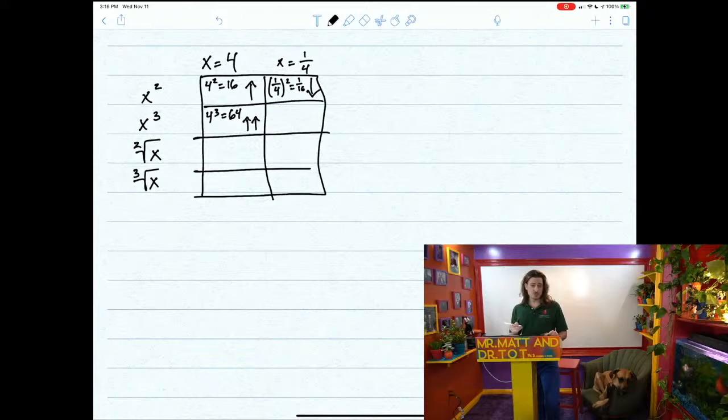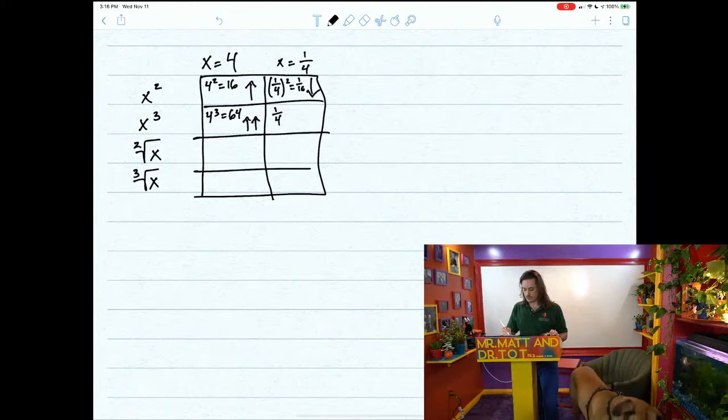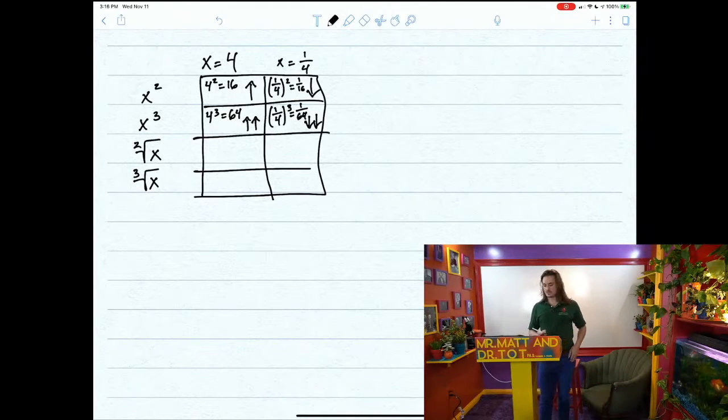The opposite is true if it was 1/4. So if we had 1/4 cubed, that would turn into 1/64, which is a much greater decrease. So I'm going to put 2 down arrows. So you can see that the opposite outcome is occurring than we would expect if the number were greater than 1.